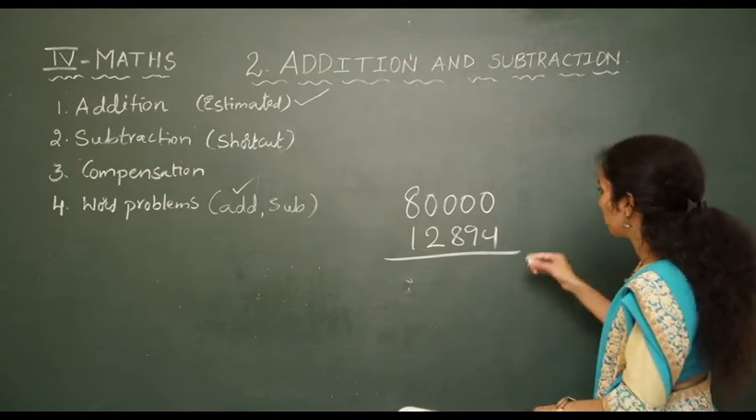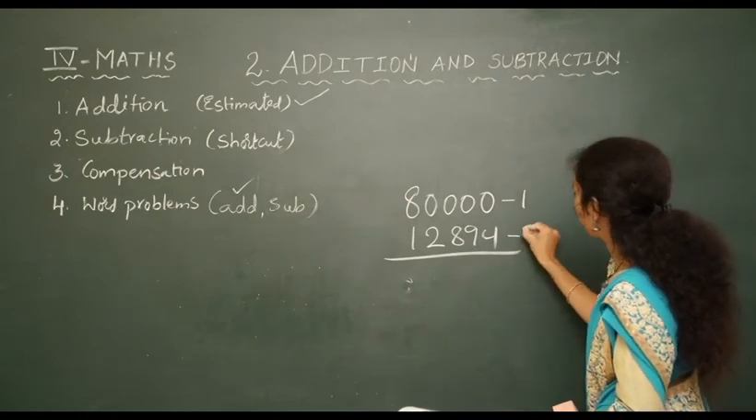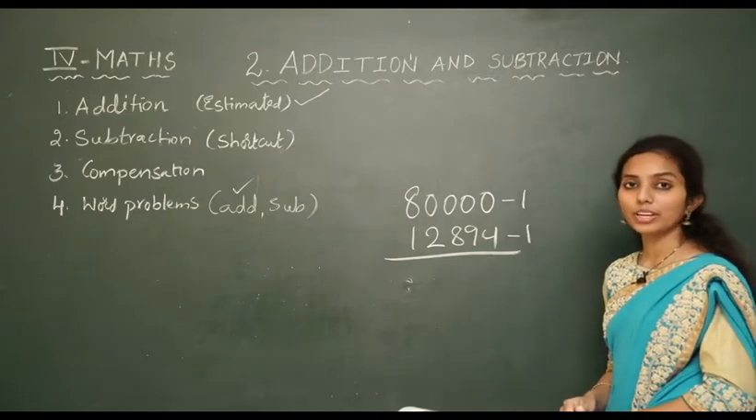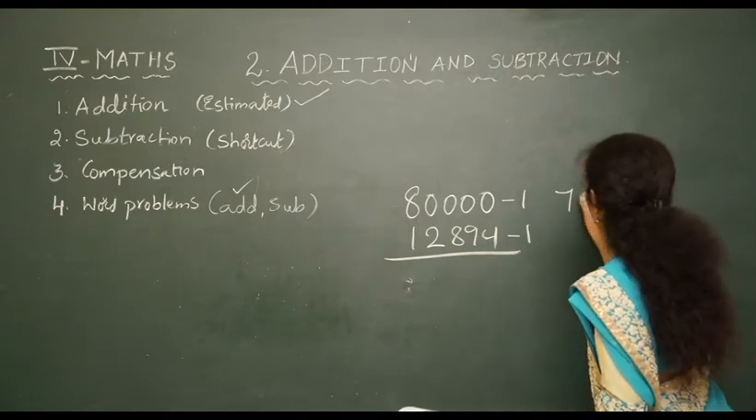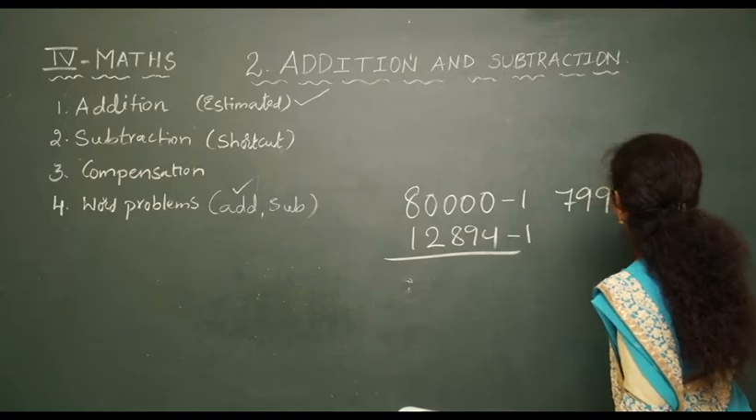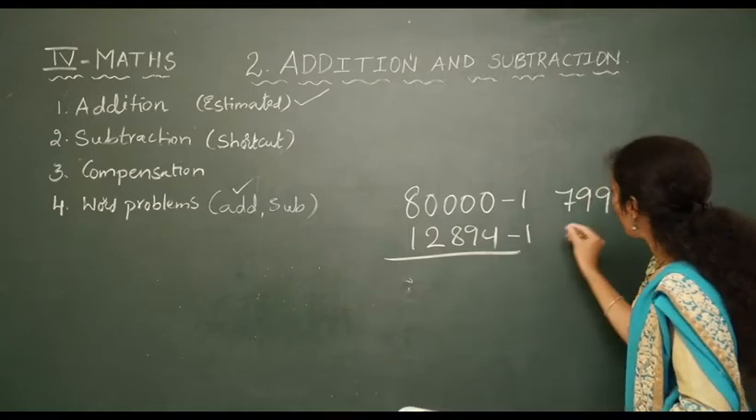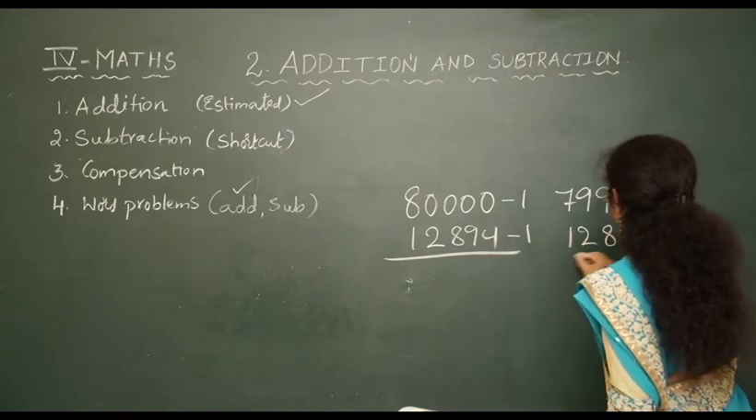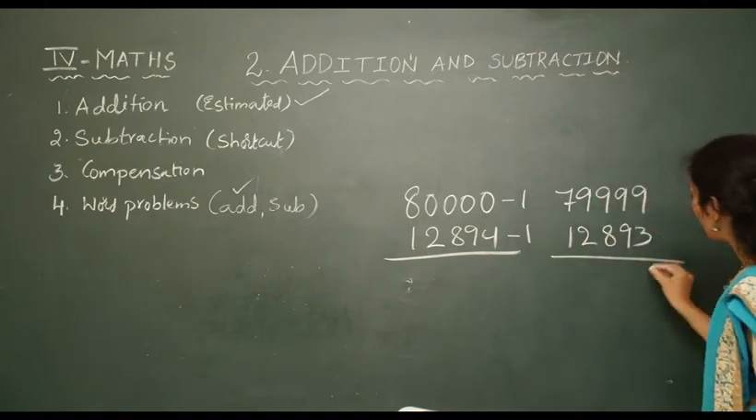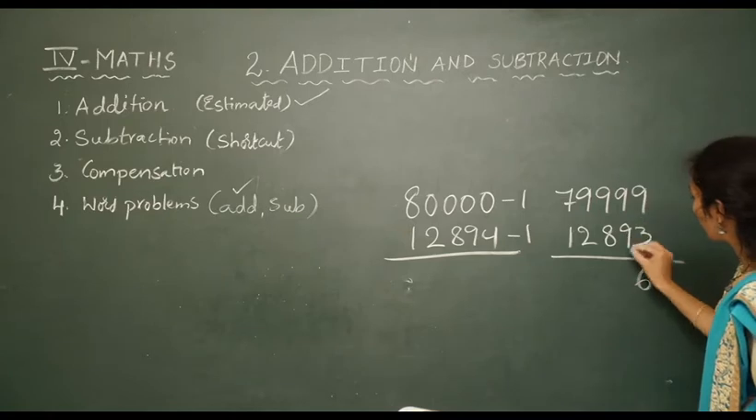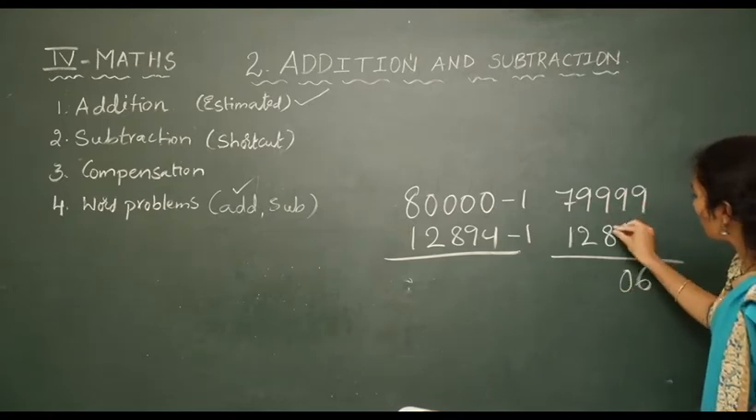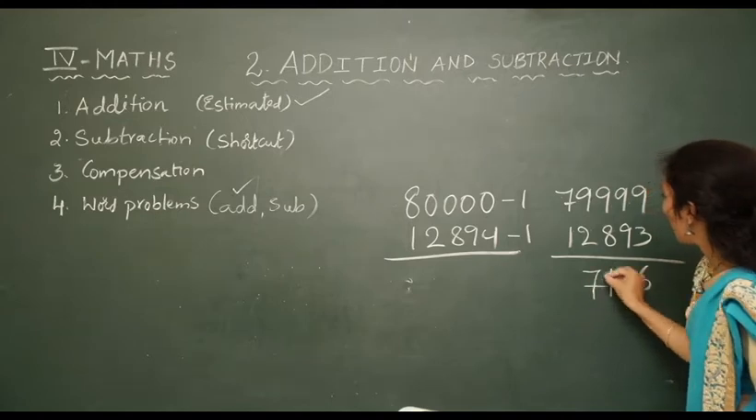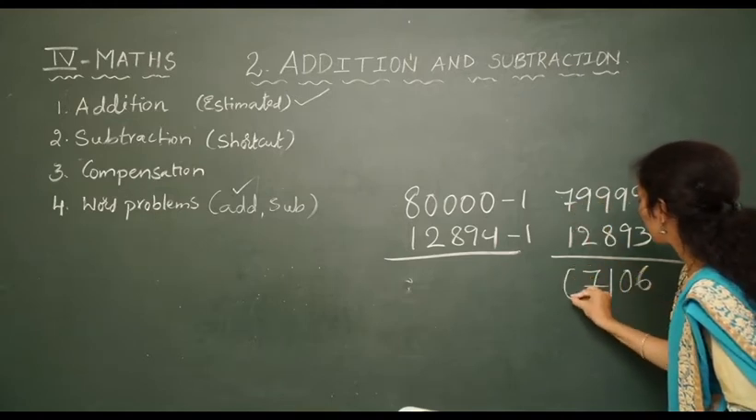So what is the shortcut method? Subtract 1 from both the numbers. If we subtract 1 from 80,000, we get 79,999 and here 12,893. So 9 minus 3 is 6, 9 minus 9 is 0, 9 minus 8 is 1, 9 minus 2 is 7 and 7 minus 1 is 6.